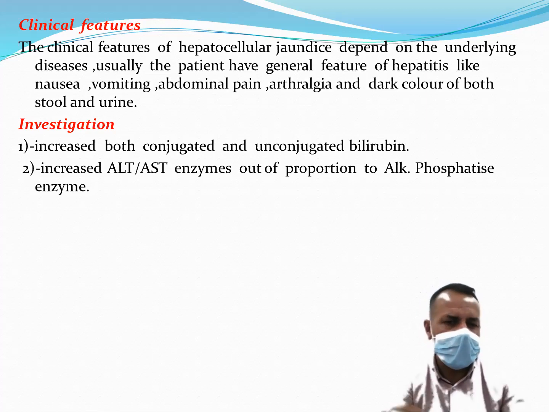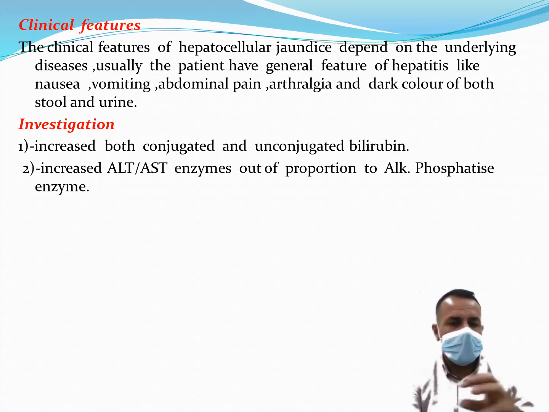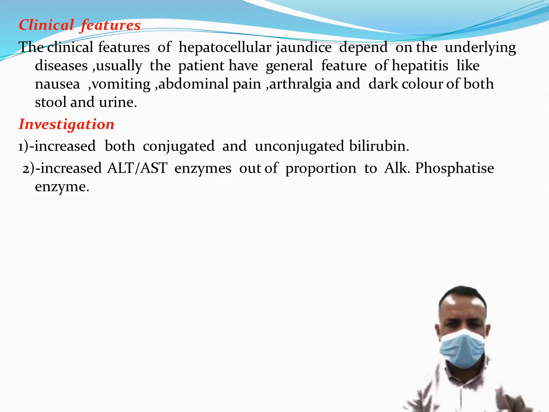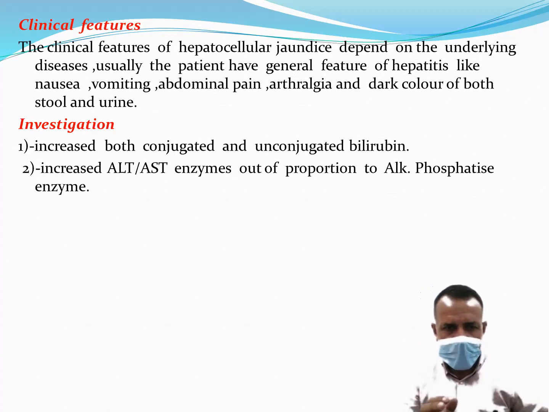These liver enzymes are very important. This point is important. In hepatocellular jaundice, there is an increase in ALT and AST to a higher level than alkaline phosphatase, the opposite of obstructive jaundice. In obstructive jaundice, alkaline phosphatase is higher than the other enzymes, ALT and AST.